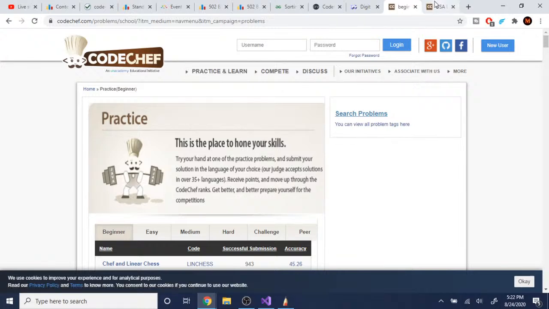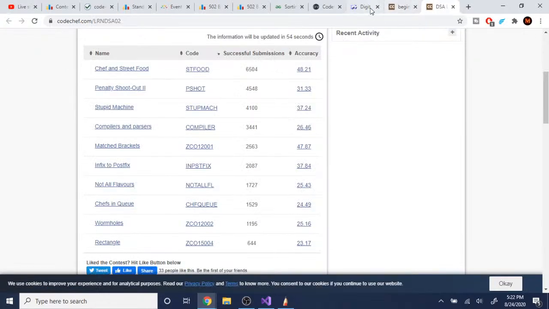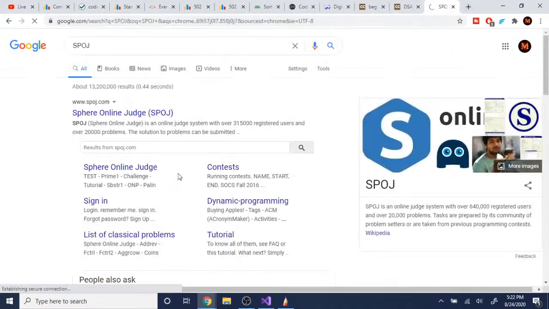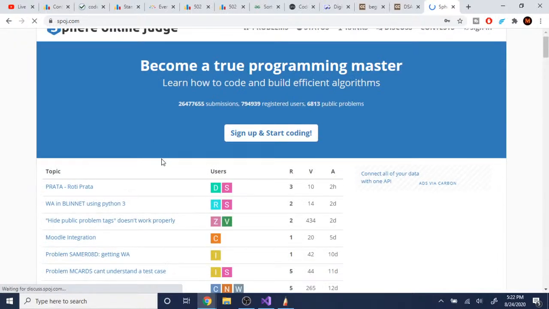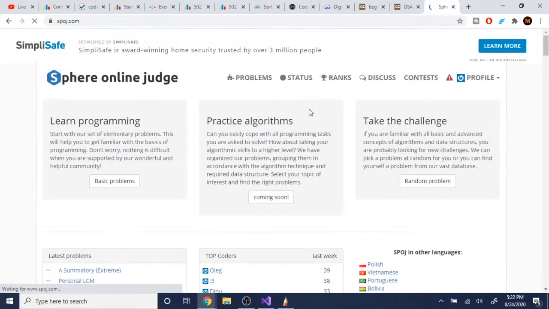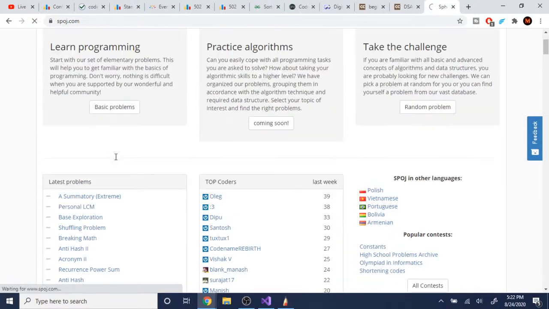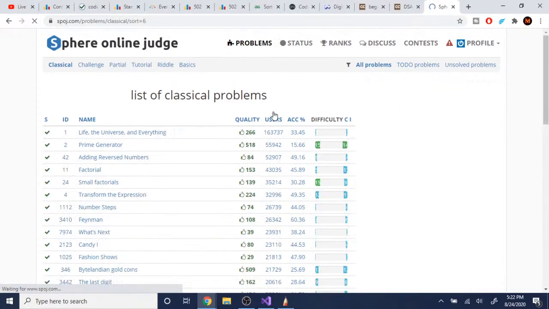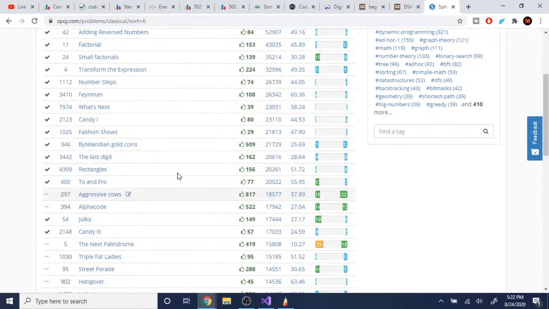We should do SPOJ. SPOJ is like most common algorithms. So if you use SPOJ, let me sign in real quick. These problems are like the most common algorithm problems. Yeah, close the list of classical problems. I've been doing a few of them.